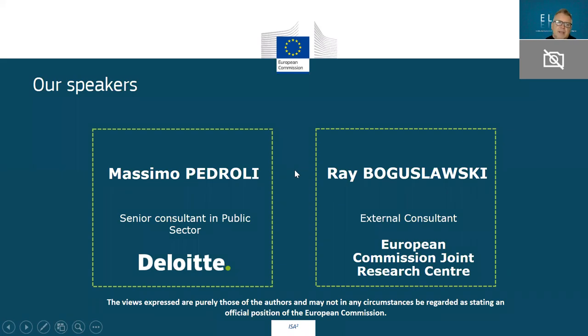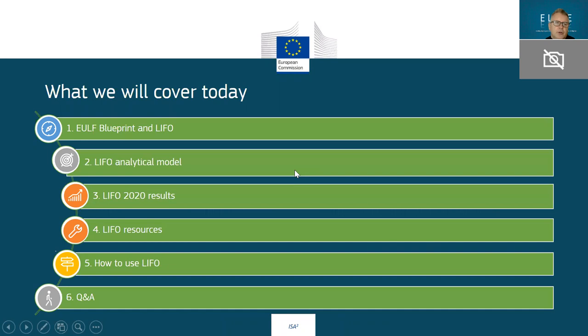So let's check the content. The webinar today is put into six chapters, first five with the content and the last one with the questions and answers part. At the beginning, Ray will, in the first and second section, describe the key European Union Location Framework blueprint, the framework that has been developed through ELISE and the previous EULF project. And of course, the LIFO monitoring mechanisms, and try to explain the relation between those two. He will also present the LIFO analytical model.